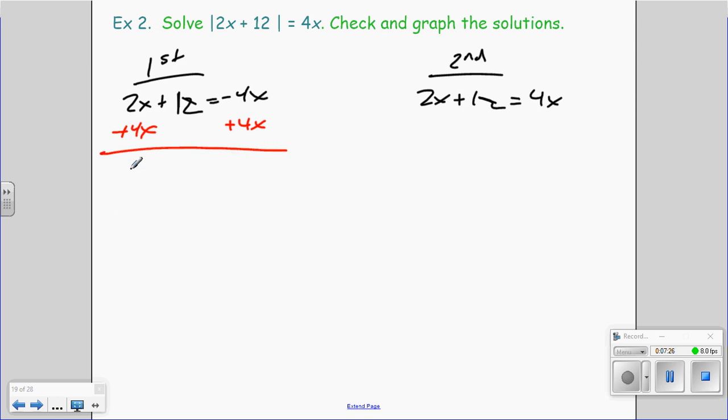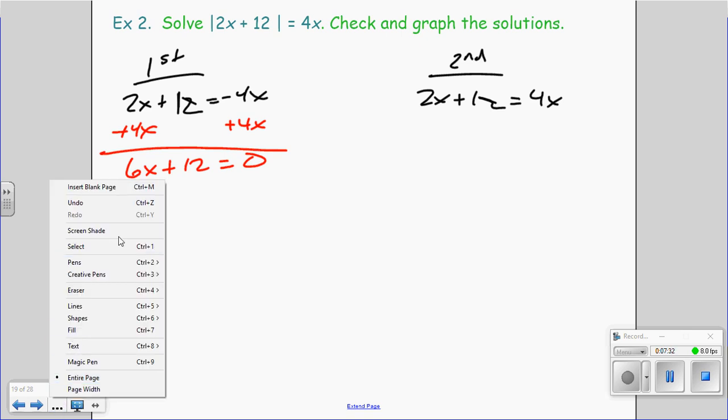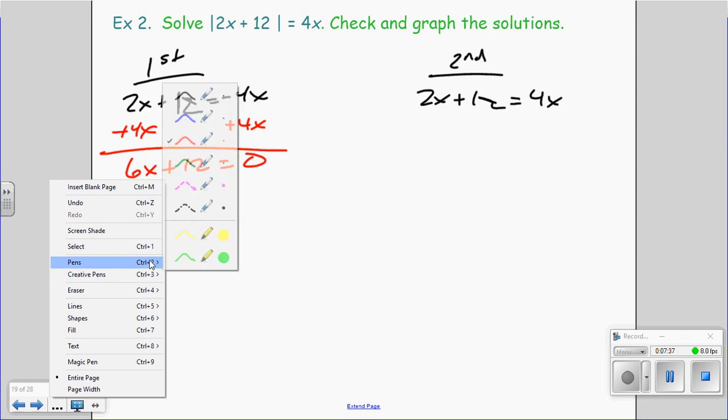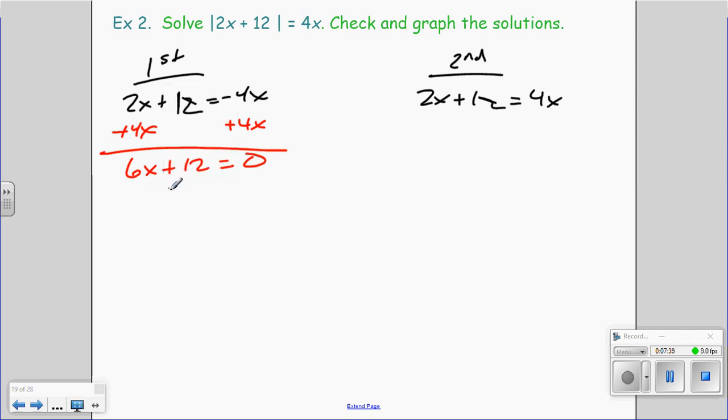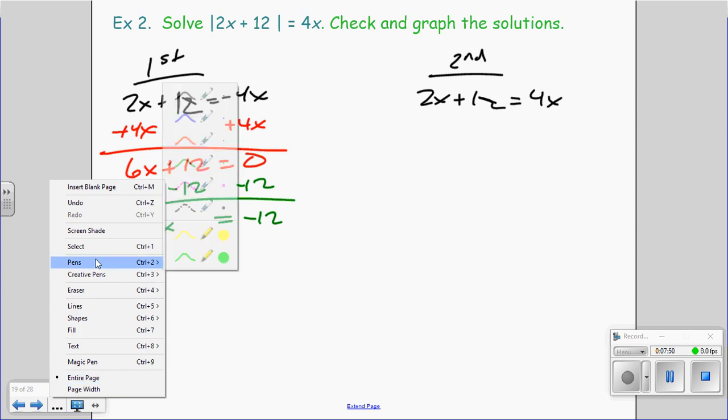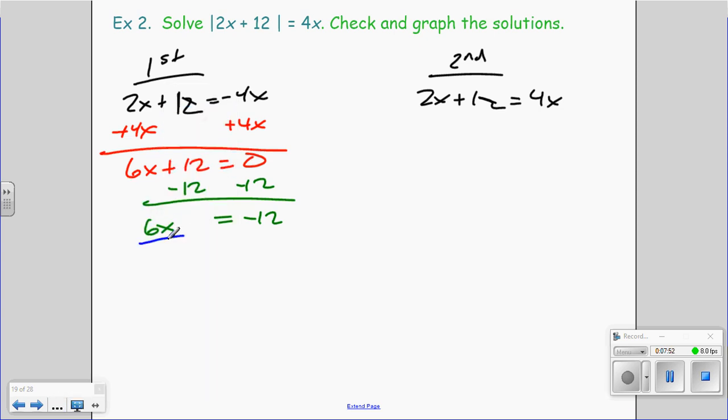So you're left with 6x plus 12 equals 0. Then you're going to subtract 12 from both sides. So you get 6x equals negative 12. Then divide both sides by 6. So x is equivalent to negative 2.